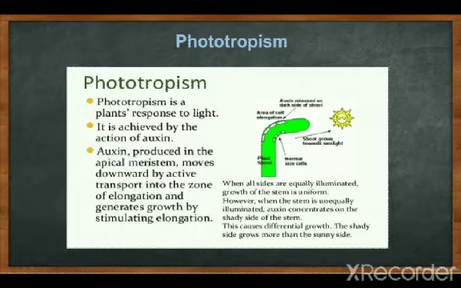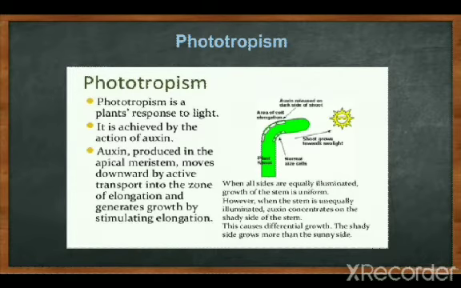Second, the second plant is receiving light only from one side, through the window. In this case, the auxin hormone moves from the tip of the stem and is concentrated more on the side not receiving light, that is, the side of the stem away from the light. Due to the presence of more auxin hormone, the shaded side of the stem grows faster than the side of the stem receiving light.